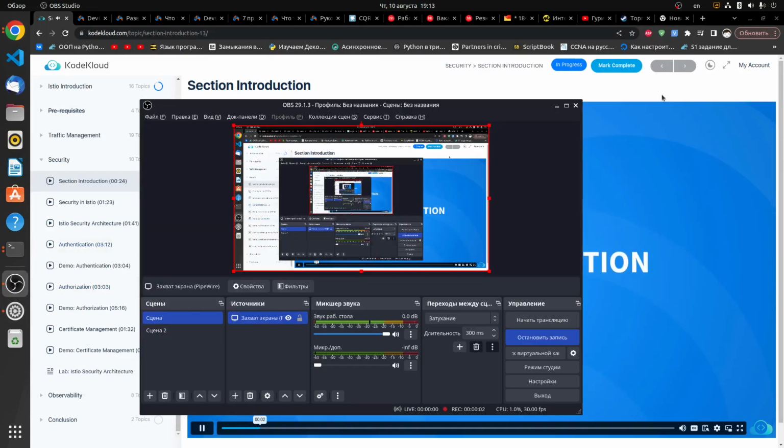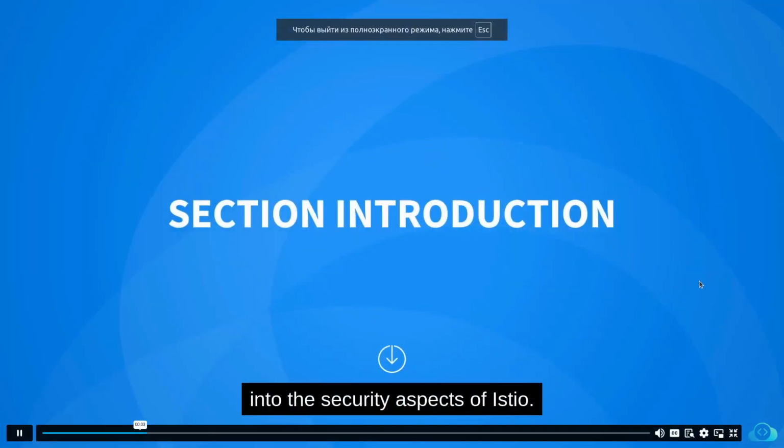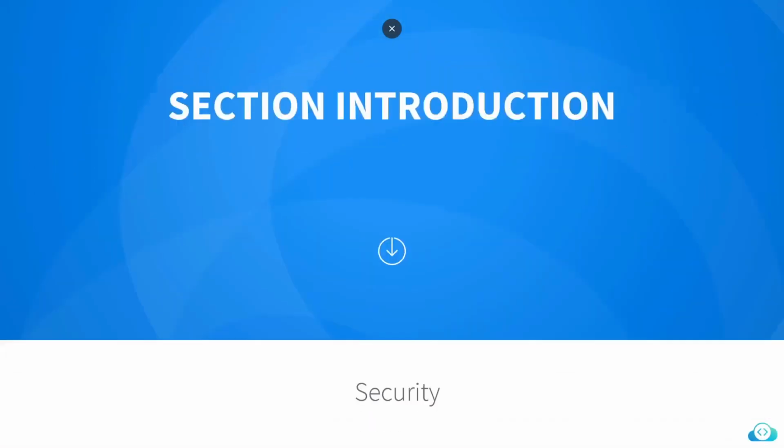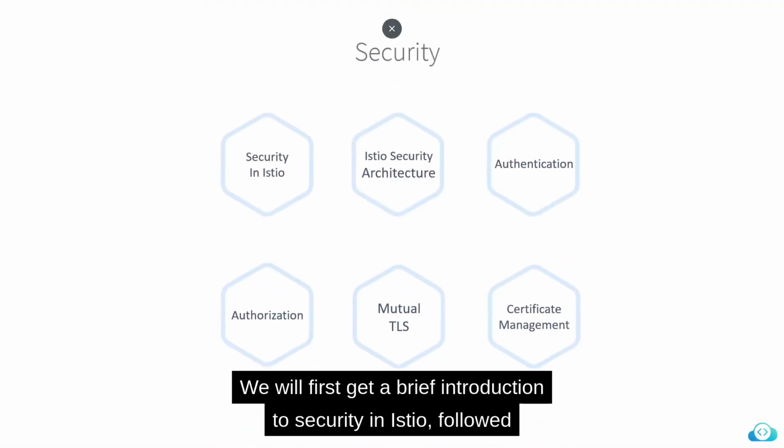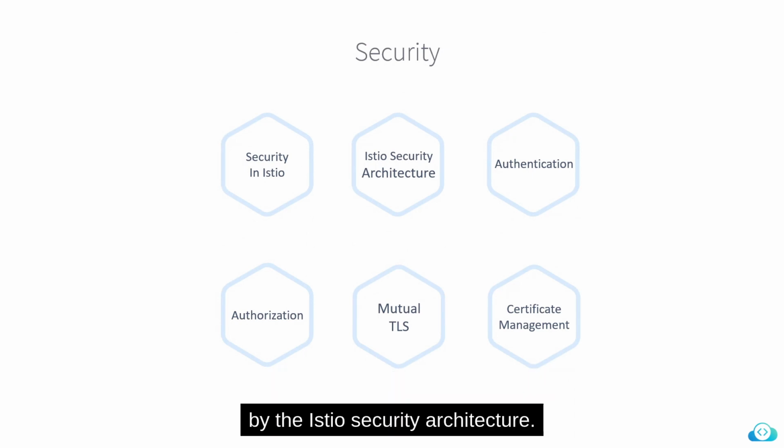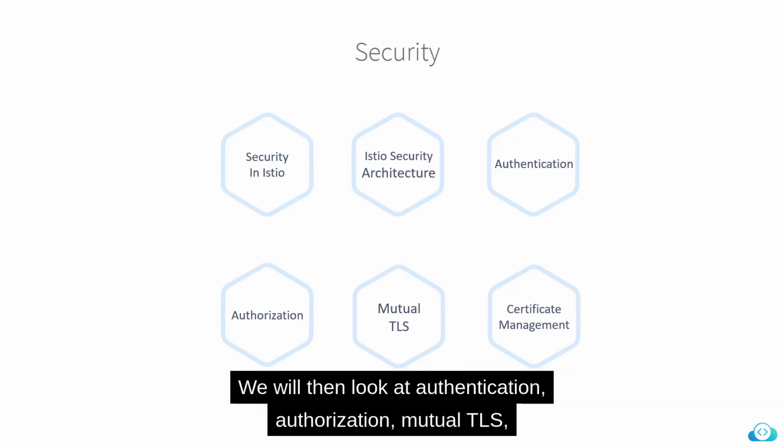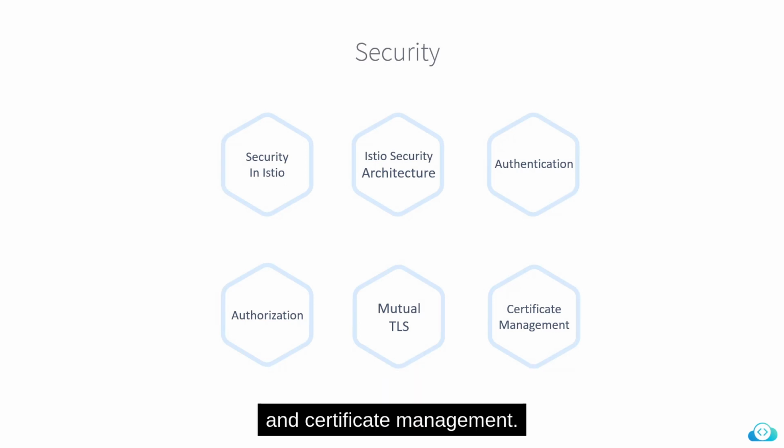In this section of the course, we will look into the security aspects of Istio. We will first get a brief introduction to security in Istio, followed by the Istio security architecture. We will then look at authentication, authorization, mutual TLS, and certificate management. So, let's get started.